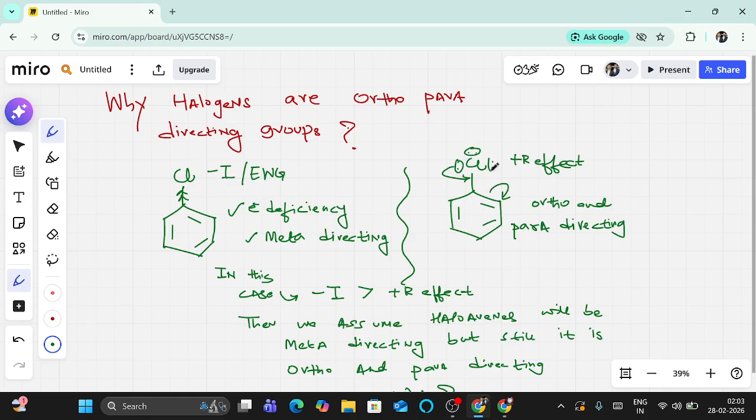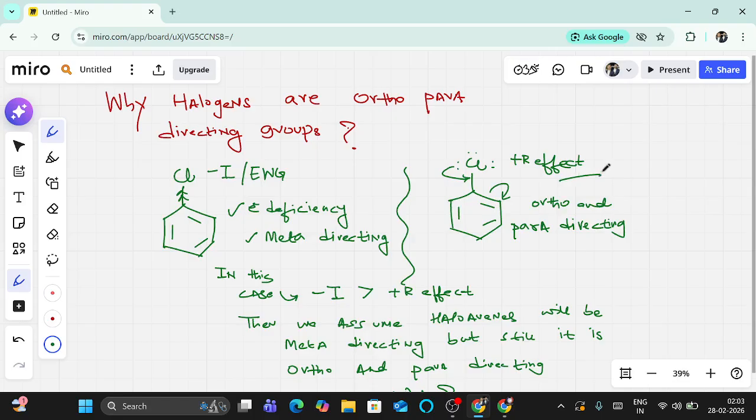One of the lone pairs will be in resonance. It's making a very nice conjugation over there, pi and lone pair. As a result, the lone pair will be directed towards the ring. And when the lone pair is directed towards the ring, the benzene ring will become electron rich. As a result, it will redirect the incoming electrophile to ortho and para positions. It shows plus R effect.